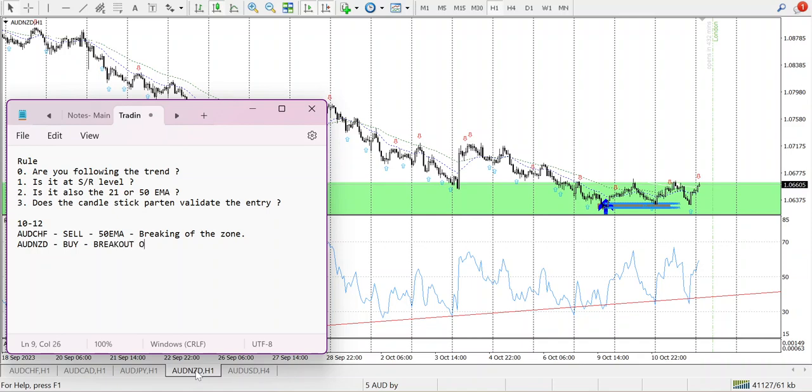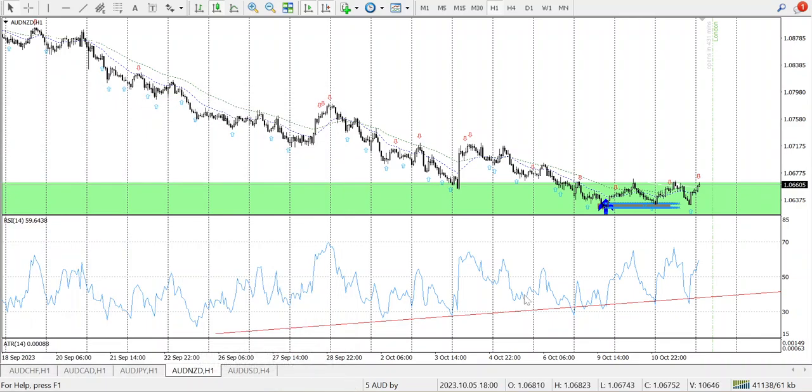Breakout of the zone and retest. Because here the bullish candle, you can see this bullish candle, it has crossed all three. So it's a very strong buying pressure. Here also there is strong buying pressure, but it didn't last long. It again took resistance at this level.